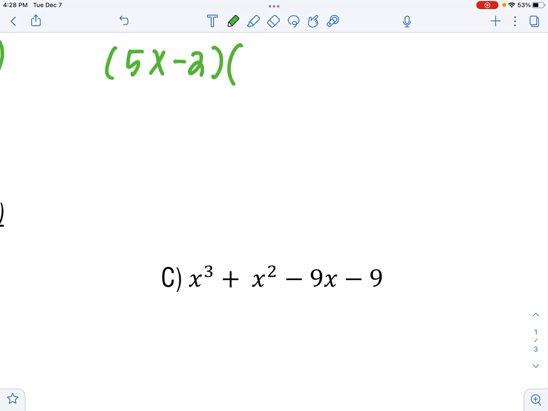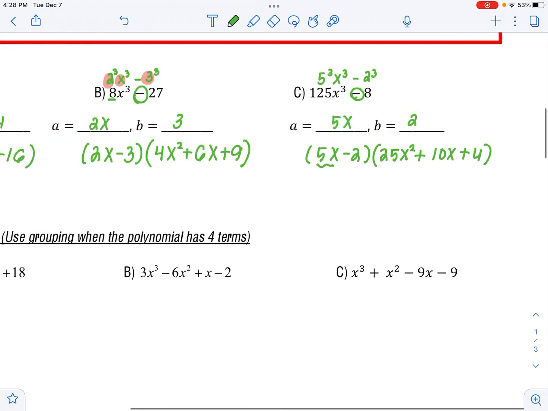And now you're going to use SOPs to get the rest of it. So square the first term. Square 5, 25, square x, x squared, 25x squared. Opposite is plus. Product would be 10x. P stands for plus. Square the last, which is 4. And now you're completely factored.